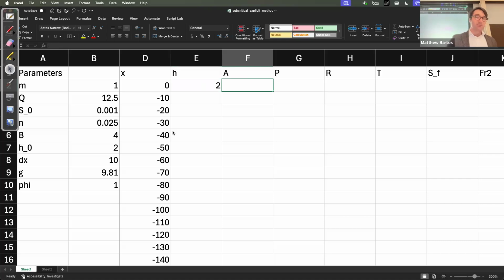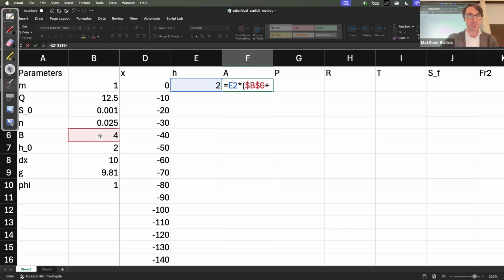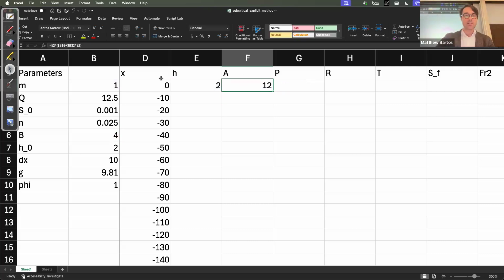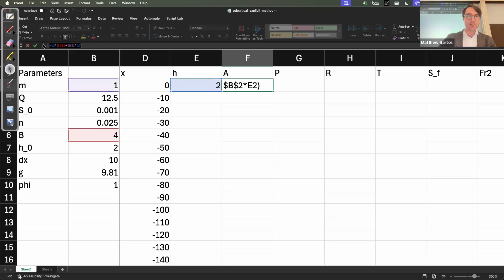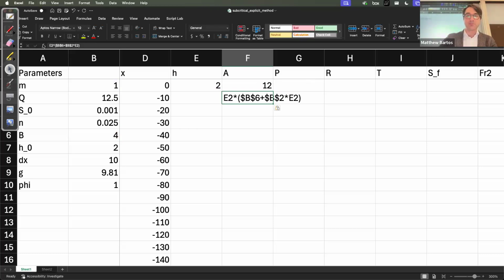The area is given by our function for the area, which is H times the top width. This is going to be absolute cell reference B6 plus M as in mountain, so that's absolute cell reference B2, times the depth H, that's E2. I will paste that formula out below, but this just comes from the area formula that we specified earlier.